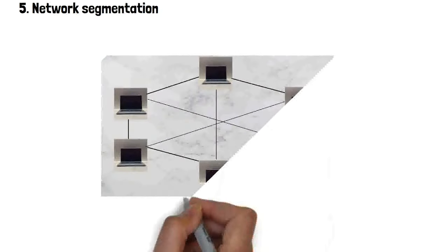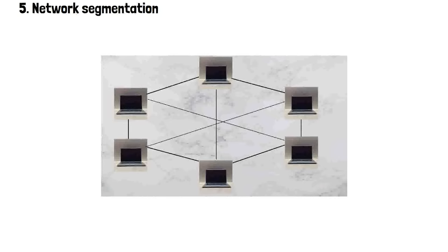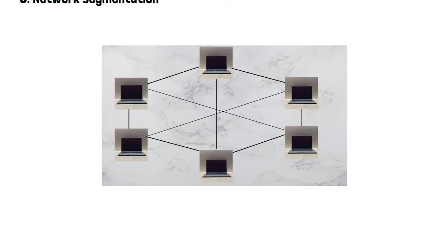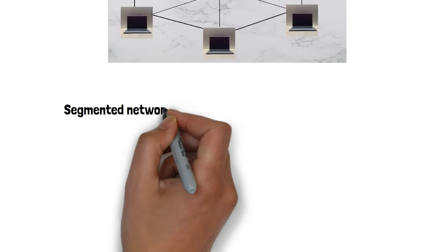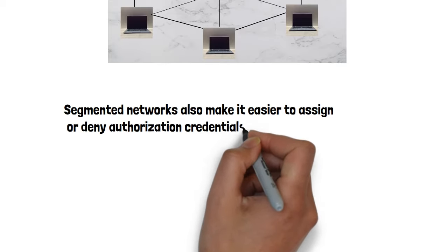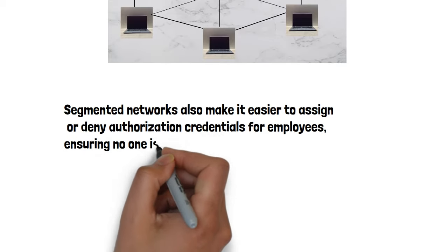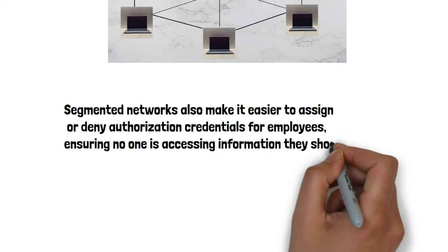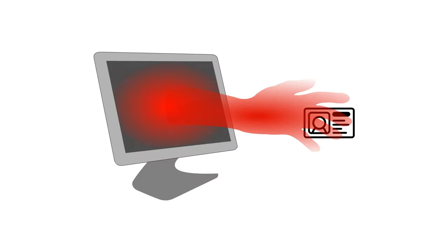Number 5 is network segmentation. Dividing and sorting network traffic based on certain classifications streamlines the job for security support personnel when it comes to applying policies. Segmented networks also make it easier to assign or deny authorization credentials for employees, ensuring no one is accessing information they should not be. Segmentation also helps to sequester potentially compromised devices or intrusions.